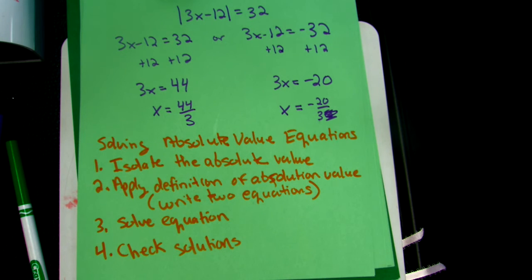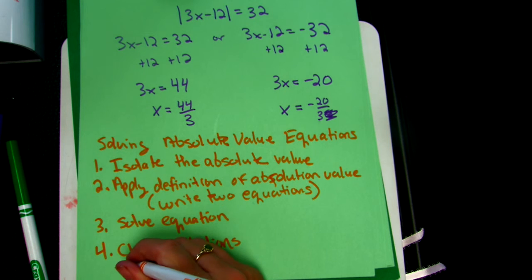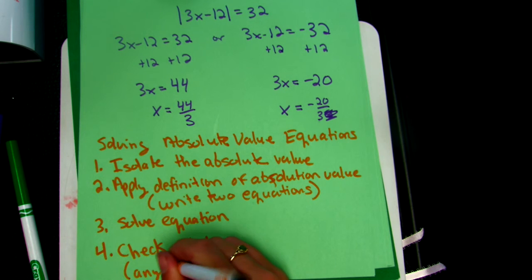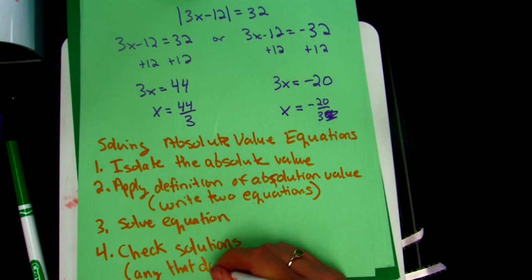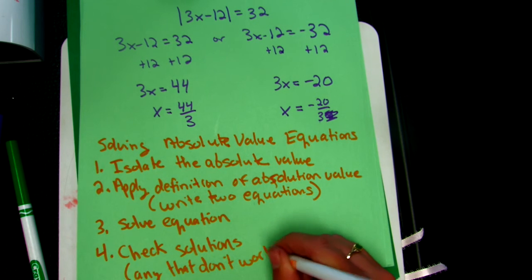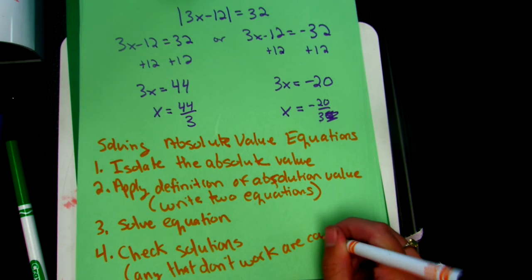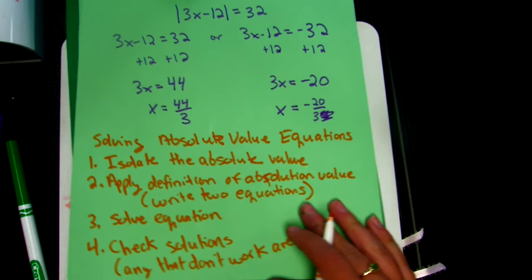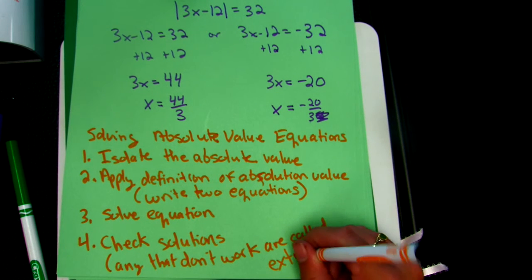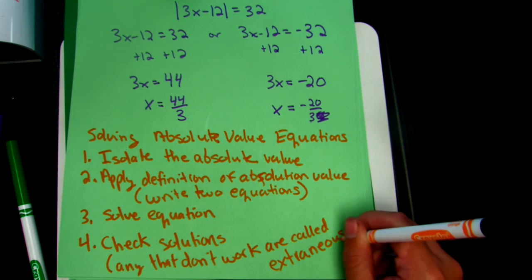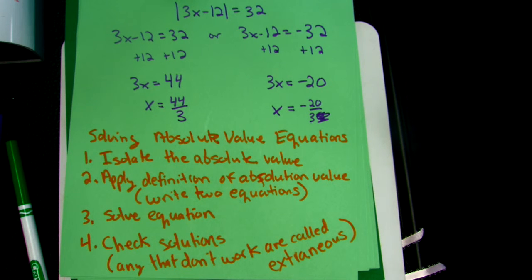And the reason why is we want to check this because if we get a solution and it doesn't work, we call that extraneous, right? Any that don't work are extraneous. Extraneous is very much kind of what it looks like. It's extra. It's an extra answer that doesn't work. Extraneous. Alright, so let's do another example of that and see that in action.